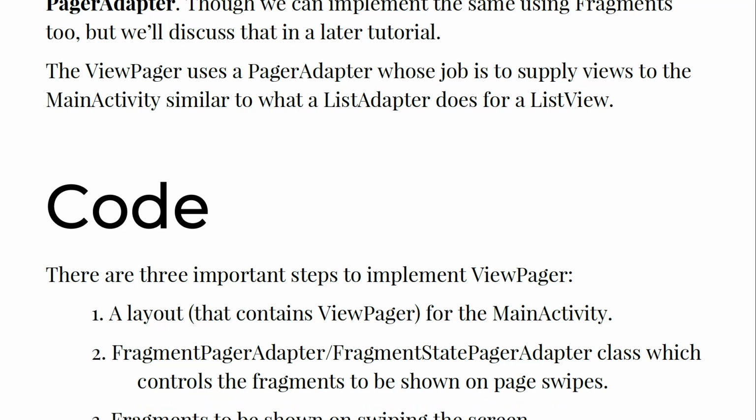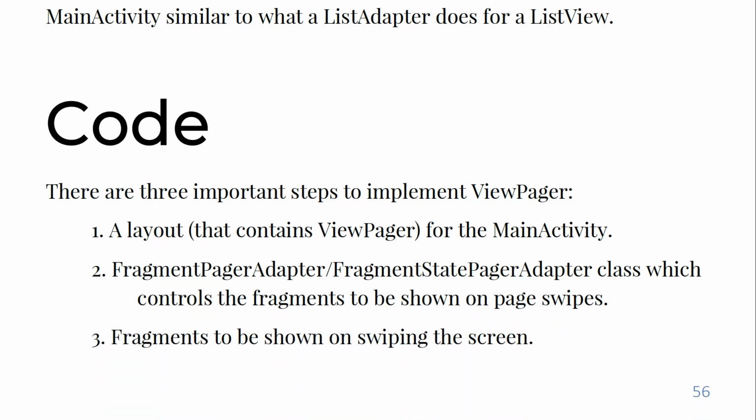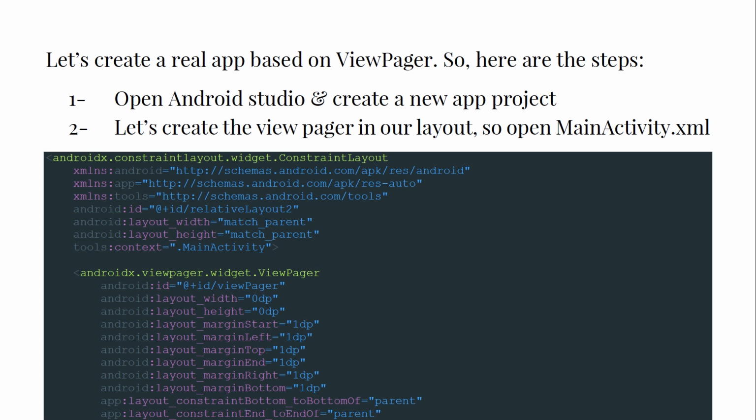So the code we'll see now in Android Studio, how our app will be created, containing these steps: a layout that contains the ViewPager for the main activity, a fragment, a FragmentPagerAdapter, FragmentStatePagerAdapter class, which controls the fragments to be shown on swiping of the screen, and here we go, the code of our app.